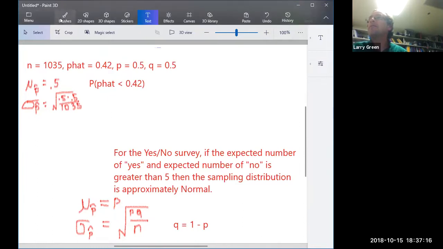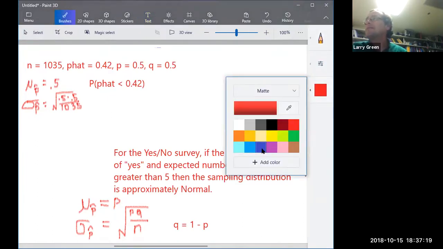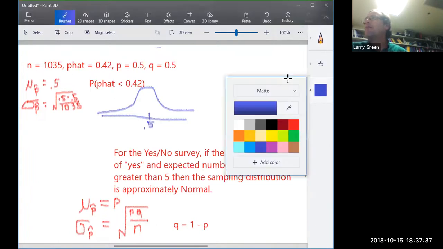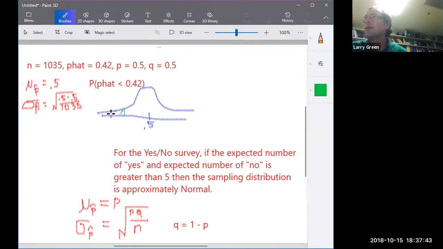Okay, so then what we do, and you should be used to this, we draw a little picture. We know our mean is 0.5, because that's what it says, mu equals 0.5. And then we want the probability that we're less than 0.42. Any questions on that? All right, well, we can do it with our calculator now.